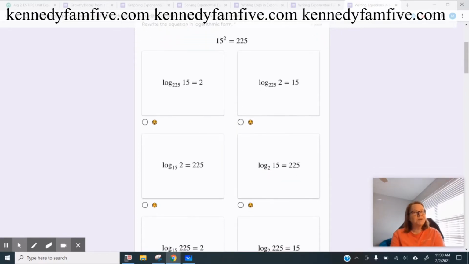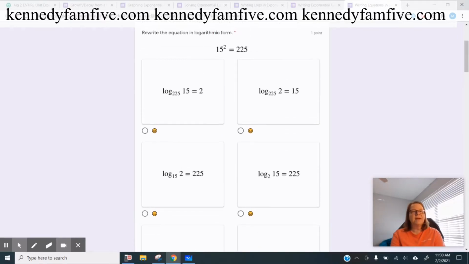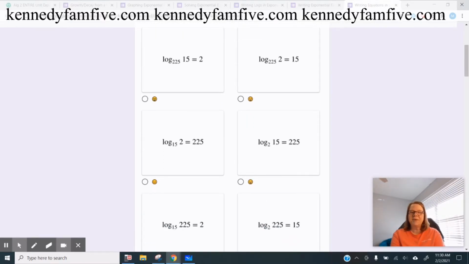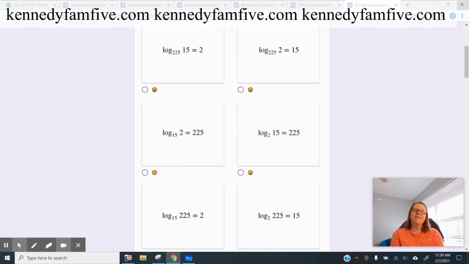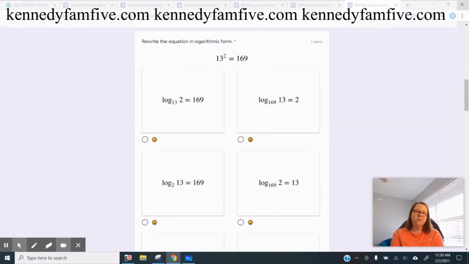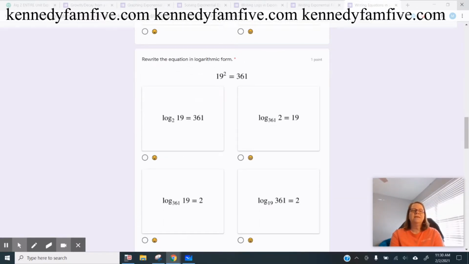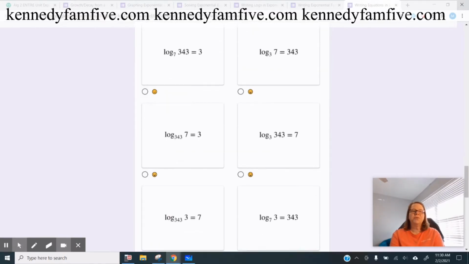So this is pretty straightforward, but it's good, I gave them every option I could pretty well think of here for how they might write it incorrectly as well as correctly. So those are pretty straightforward.